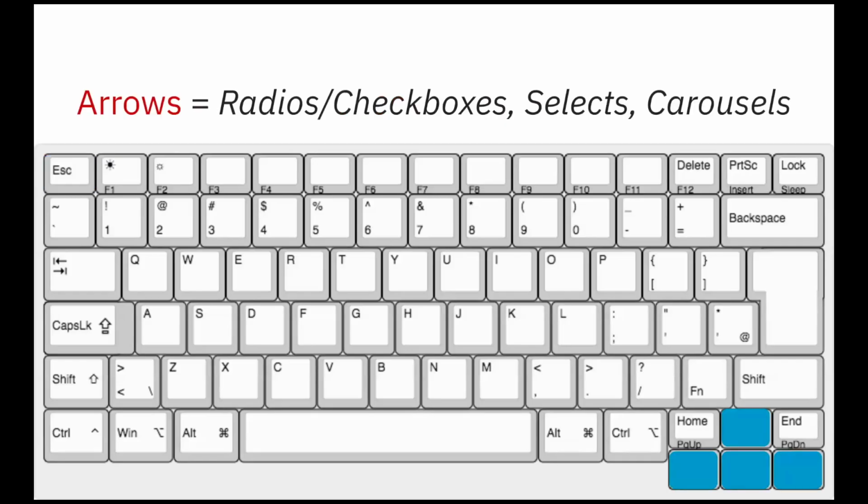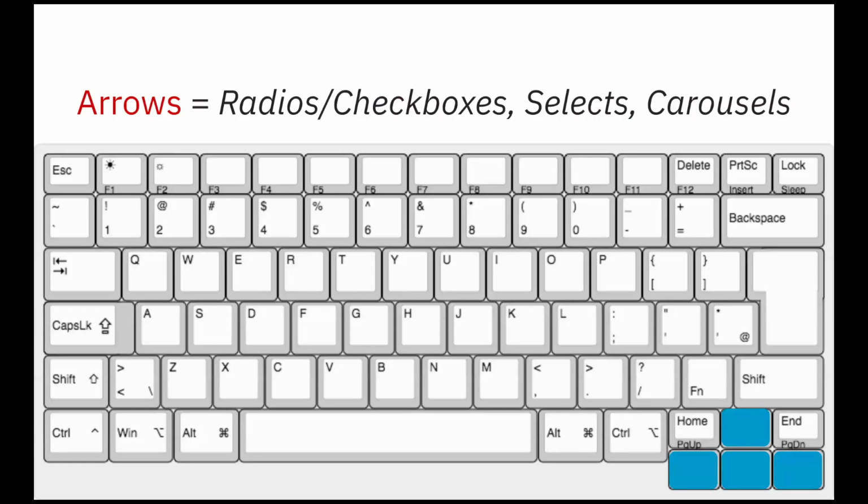Arrow keys are used a lot within forms, such as moving between radio buttons, checkboxes, as well as moving between carousels, galleries, select drop downs, and in more recent years, navigating through menus.